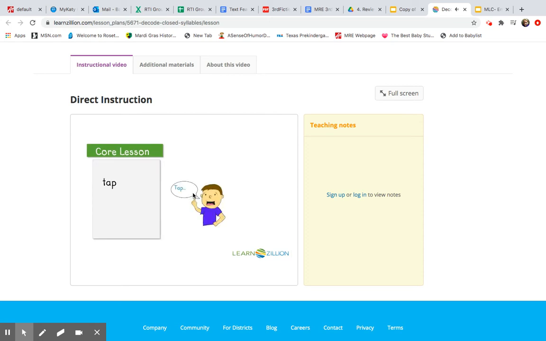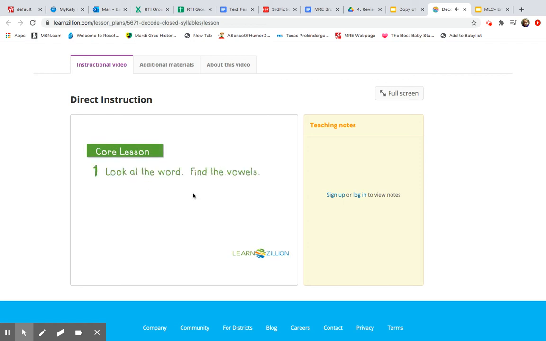Now let's look at some examples. Let's find that vowel, A. Is it followed by a consonant? Yeah. P, so it's closed. Let's try it with a short vowel sound. Tap. Does that make sense? It does. Here's another one. We have an E. It's followed by the consonant T, making it closed. Let's try it with a short vowel sound. Fret. Yep, that's a word we know.